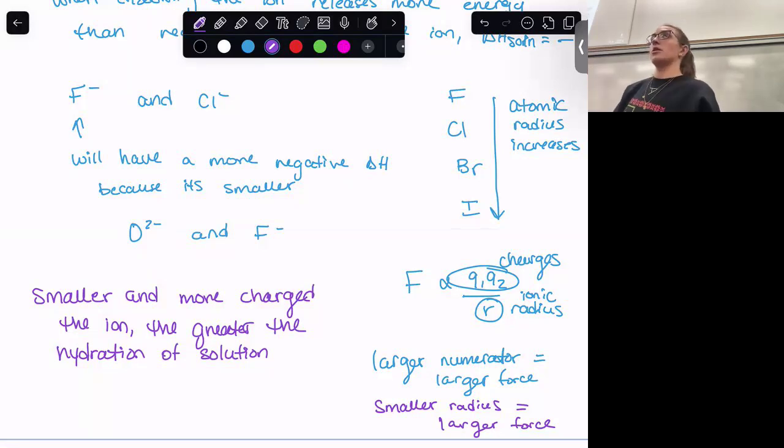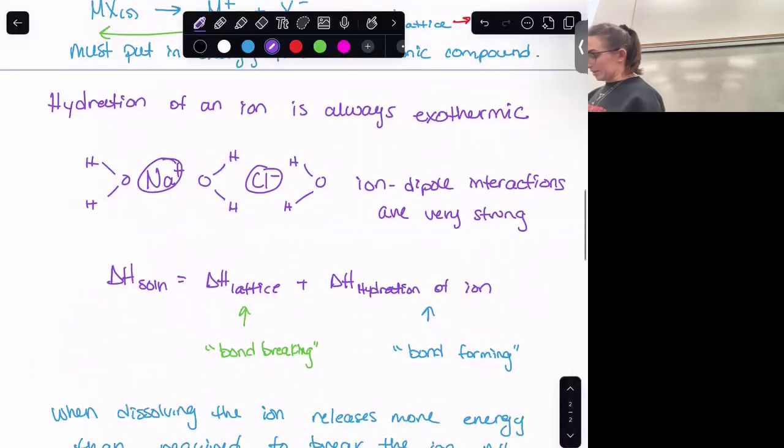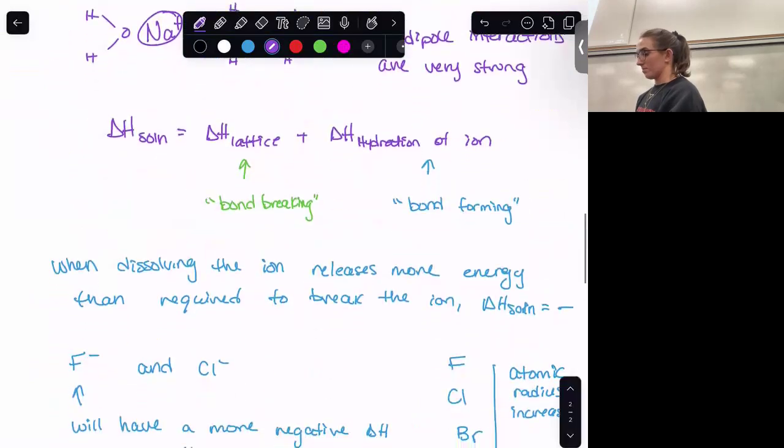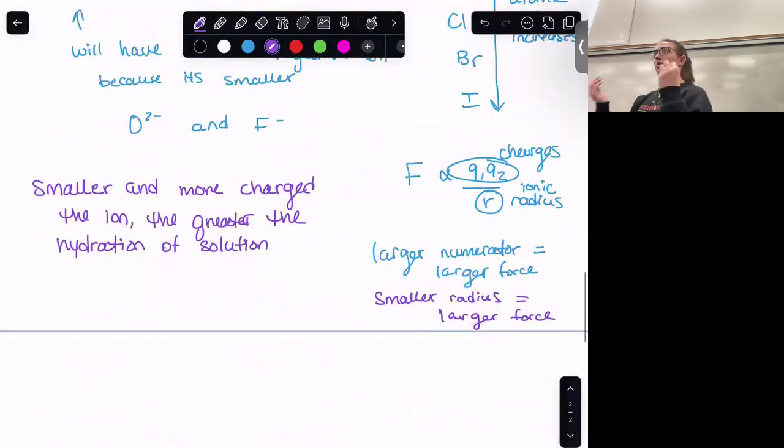And what type of forces attract the ions and water? That's going to be ion dipole, because you have ion charges from your sodium and your chlorine, but then your water has a dipole moment. That's going to be ion dipole. You're looking at the strongest intermolecular force between the two of them.